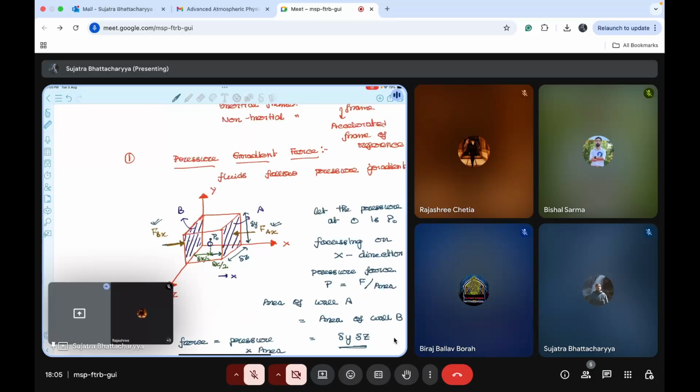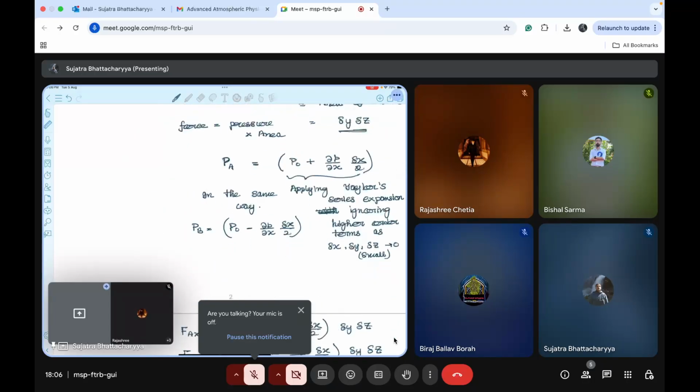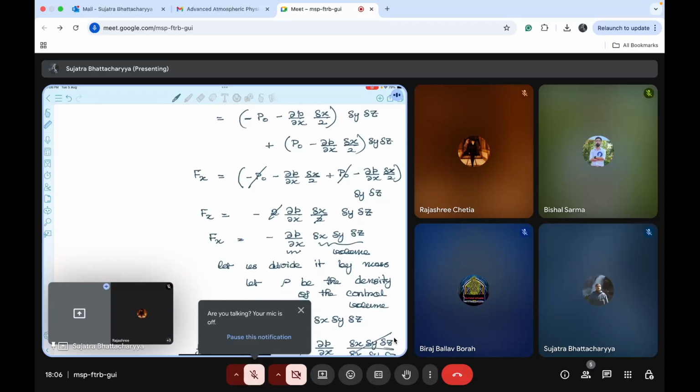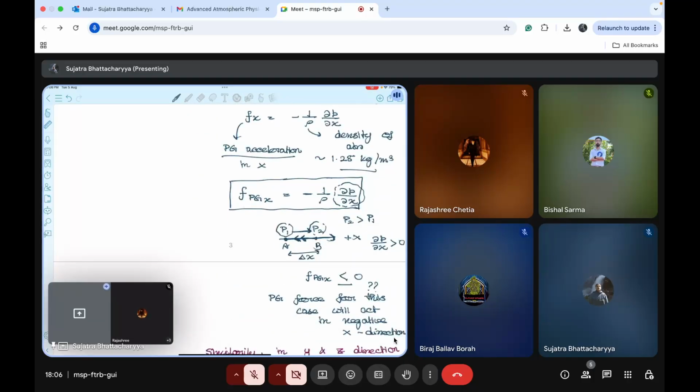So fine, these are the real forces. First, I have discussed the pressure gradient force. Why pressure gradient? Because ultimately, if you look at the result after derivation, the result which you have got depends on the pressure gradient, delta P, delta X.